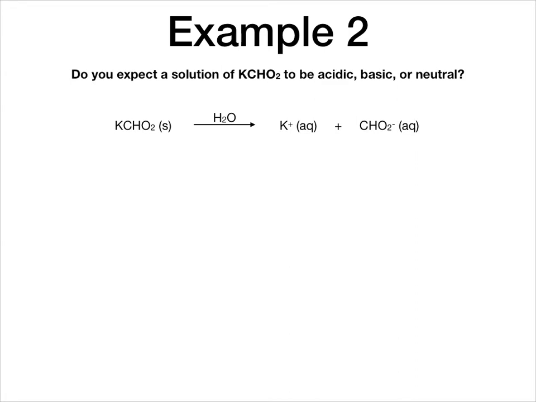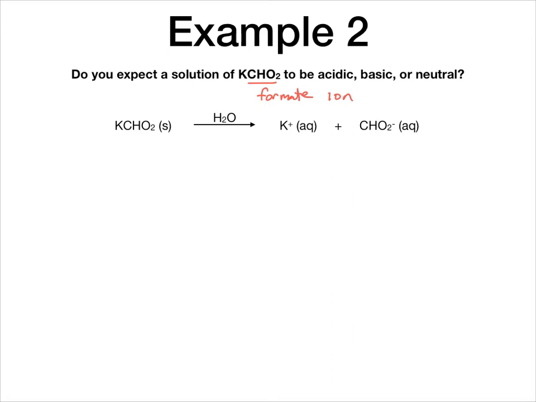Okay, so now I'm going to work through a second example that is of the same type as the previous example. In this example, I have potassium formate, CHO2 minus, the formate ion. I want to predict if a solution of potassium formate is going to be acidic, basic, or neutral.